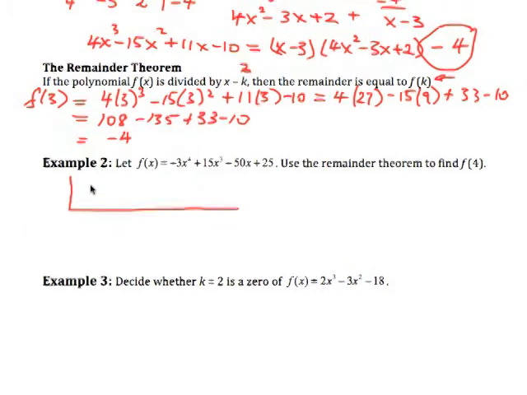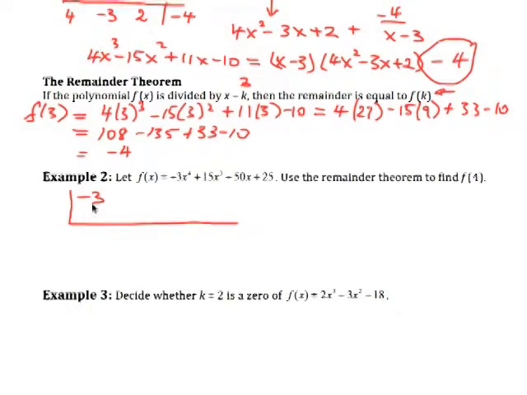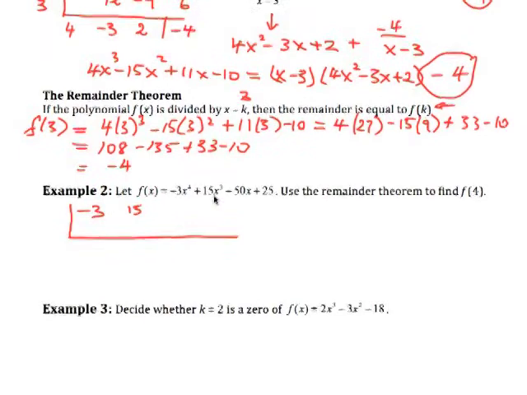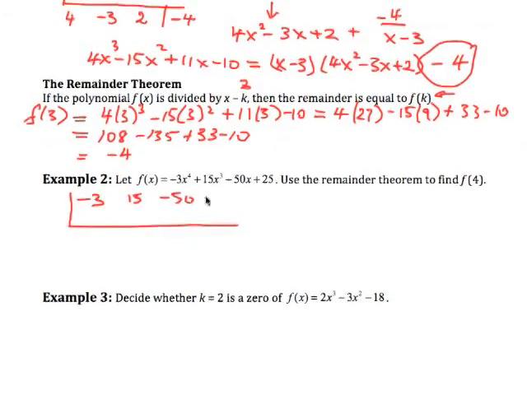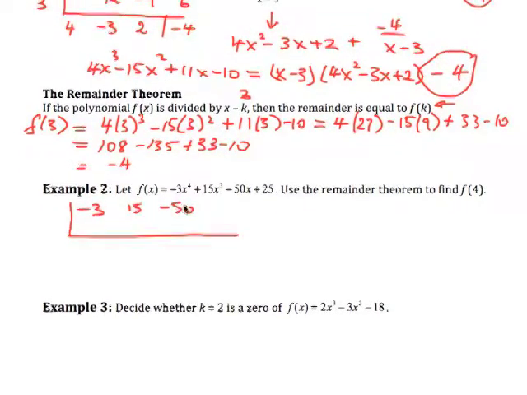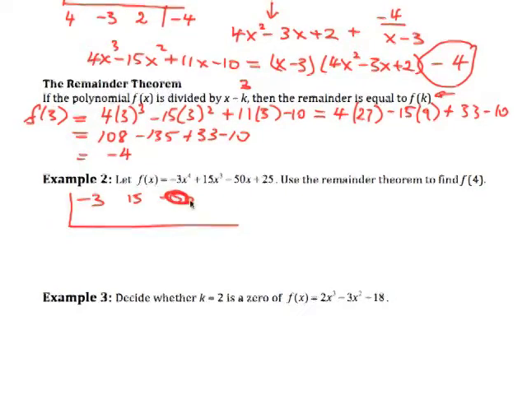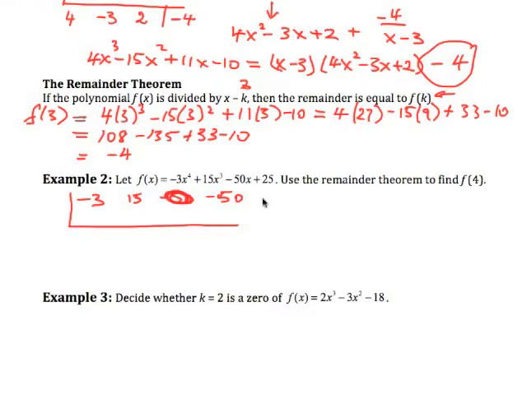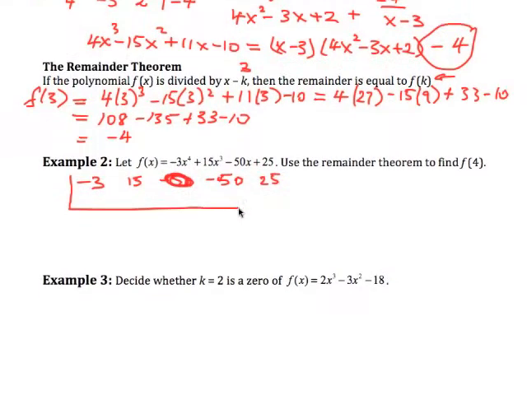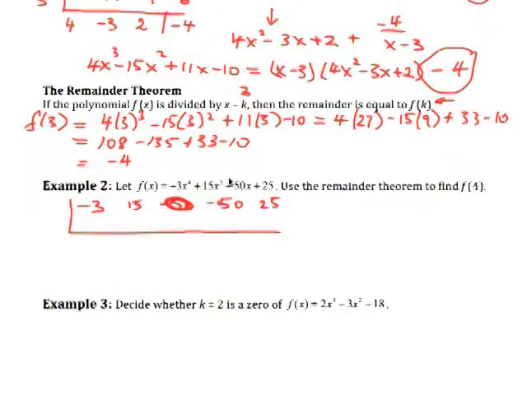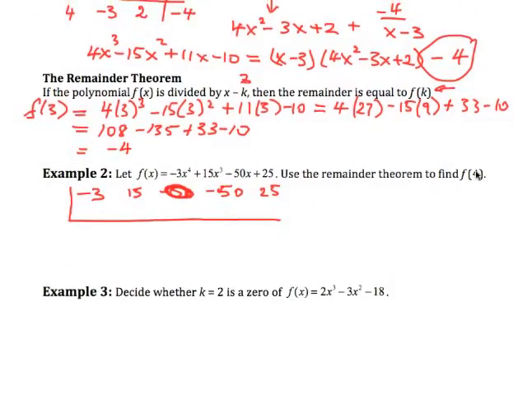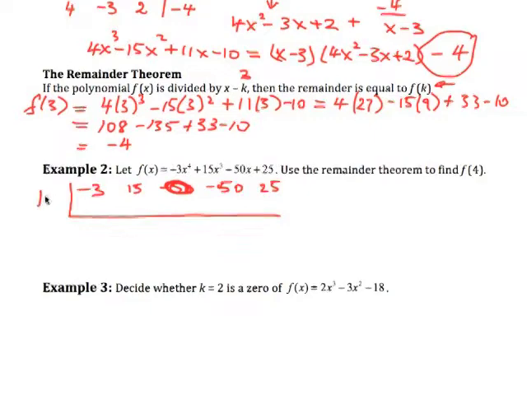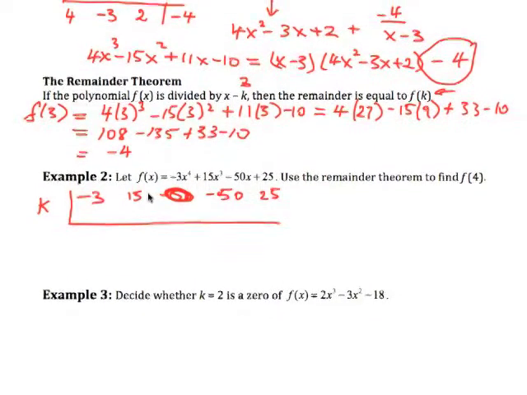And that is this. So again, let's put all of our coefficients, 4, 3, oh, there's no squared, so we need to put a 0 there, and a -50 and a 25. A common error here is to leave that one out. Notice there's no x squared term. And we want to find f of 4. So let's put 4 in here.